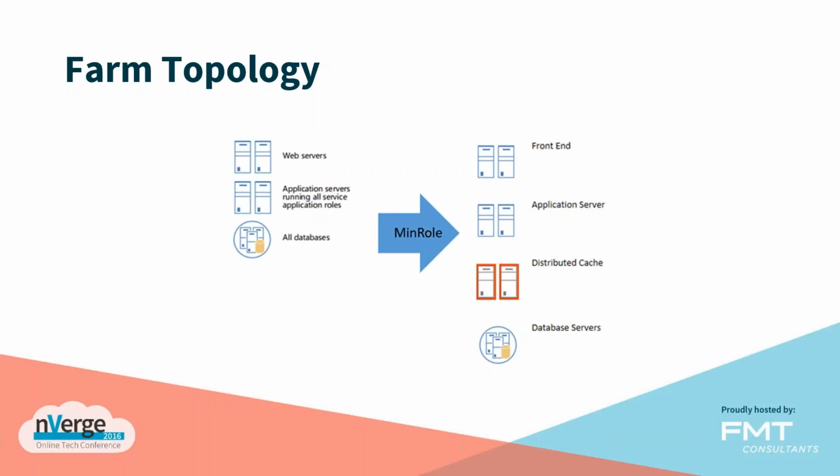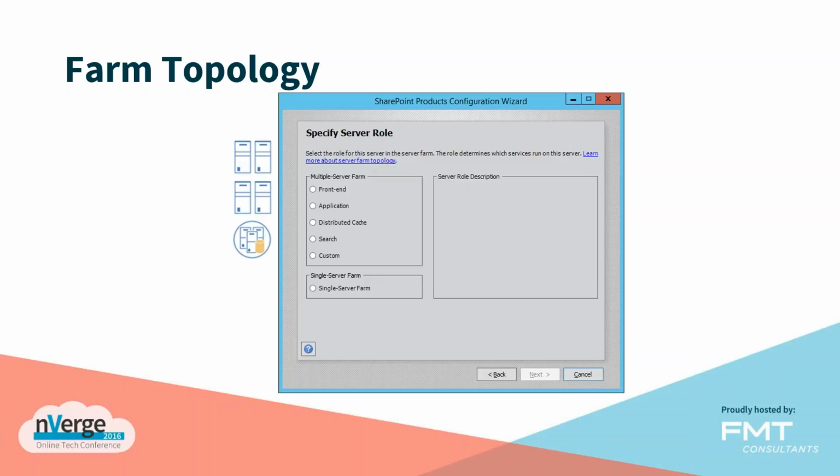Now, user requests come from the front end server. Distributed caching happens on the distributed cache server. Scheduled tasks come from the application server, and the custom server role will run anything that you want. Just to be clear here, that new MinRole topology requires the use of at least 4 server roles to make a farm. You need the front end, the distributed cache, the application, and the search. So again, you must specify the server role when adding the server in the server farm. If the financial investment for this doesn't make sense for your organization, you may want to consider the cloud.